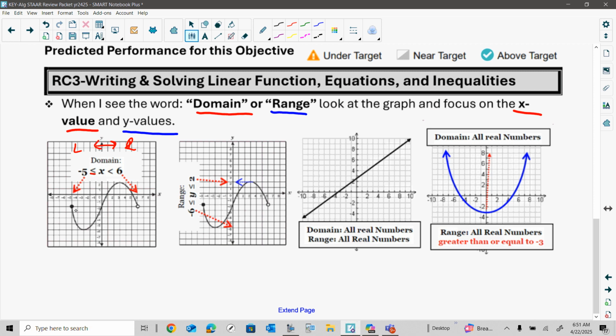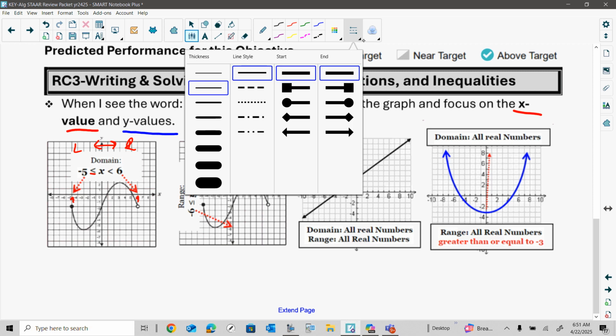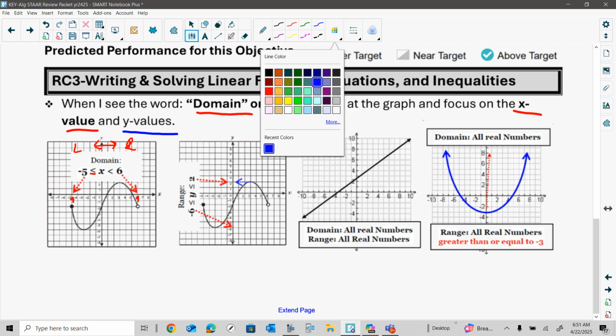Left to right. So we find this point, we look up on the x-axis, that's at a -5. So we start from the left side, go to the right side. -5 is less than or equal to x, and then this is an open dot, so we don't have the line underneath it, and it's at 6, okay? Now range is when we go bottom to top or low to high, okay?